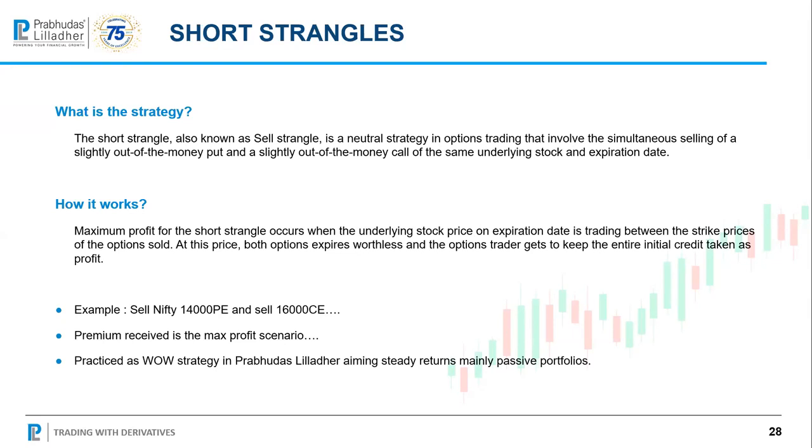And quite far OTMs. Like I said, Nifty is trading at 15,000 today. I can sell a 14,000 put and a 16,000 call, because I think by Feb expiry, Nifty would be trading within this range, 14,000 to 16,000. It is not going to go above 16,000, and it is not going to fall below 14,000. If it stays between 14,000 and 16,000, I would have my profits. So this is how short strangles are practiced.